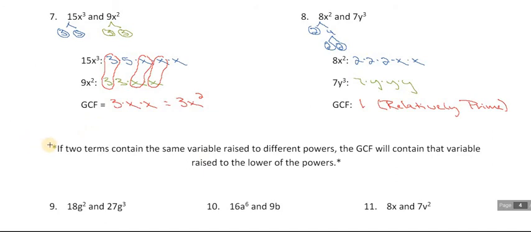Okay, so here it's noted if two terms contain the same variable raised to different powers, the GCF will contain that variable raised to the lower of the powers. So if you refer back to number 7, we've got the x cubed and x squared. The smaller of those two powers is the x squared. So the GCF is 3 for the number piece, but x squared for the variable.